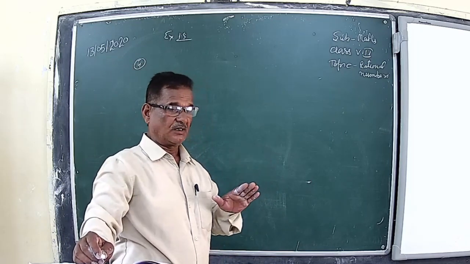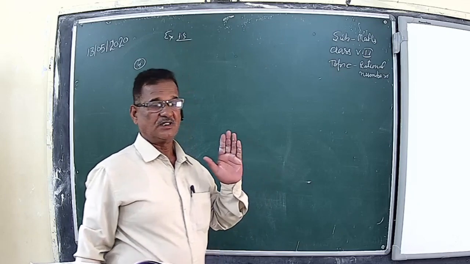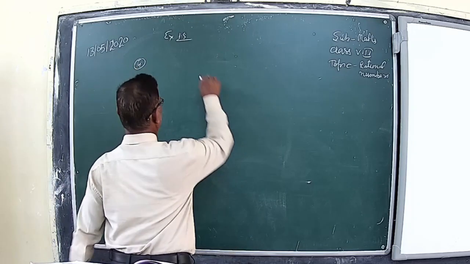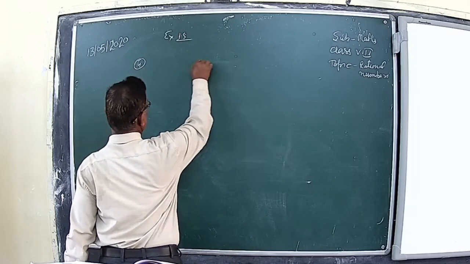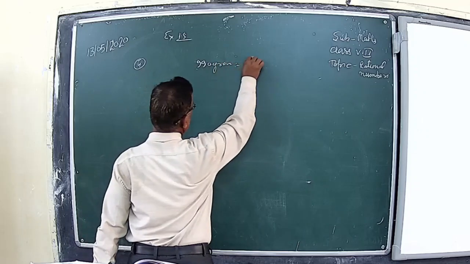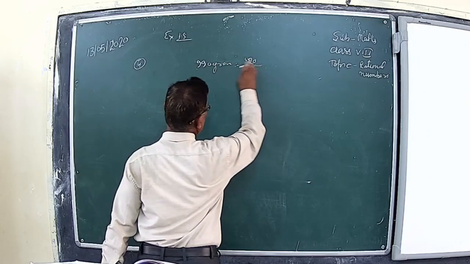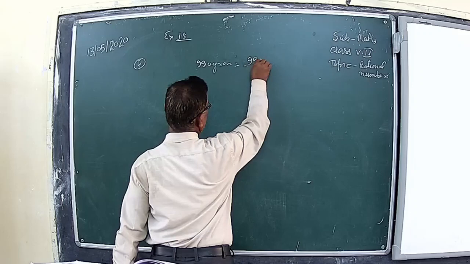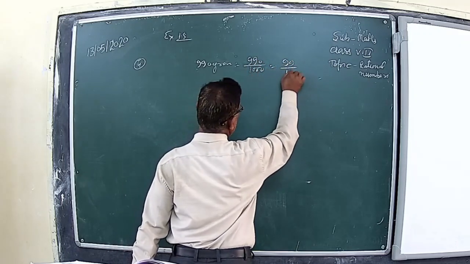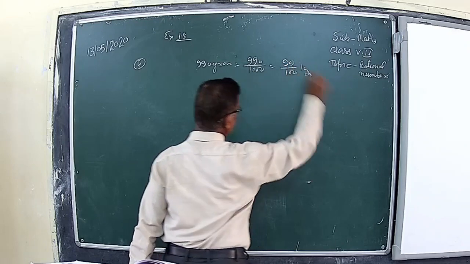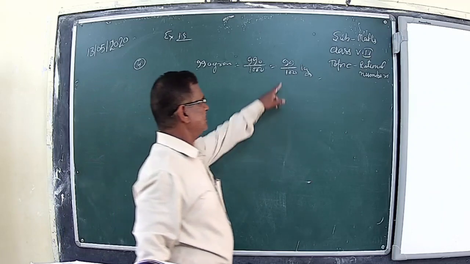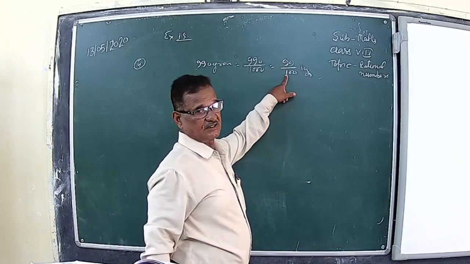If she bought 1 kg of sugar, she got 990 gram. So 990 gram is equal to 990 divided by 1000, that is 99 by 100 kg. For 1 kg, she got 99 by 100 kg.